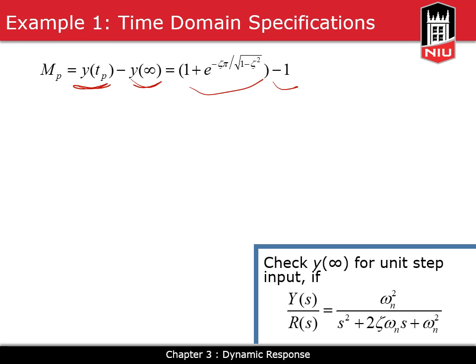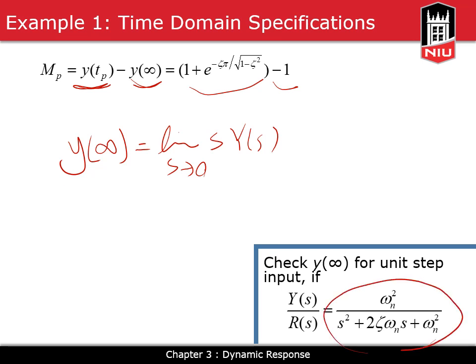If you need to find out what the final value is, just to make sure, all you need to do is to use the final value theorem. You know y at infinity is going to be equal to the limit of s times y of s when s approaches 0. This is the final value theorem. We discussed it last time.